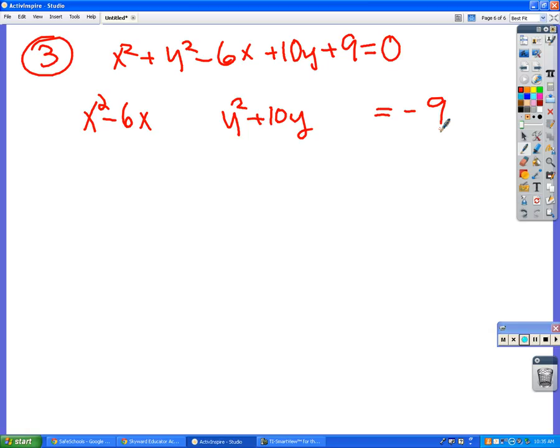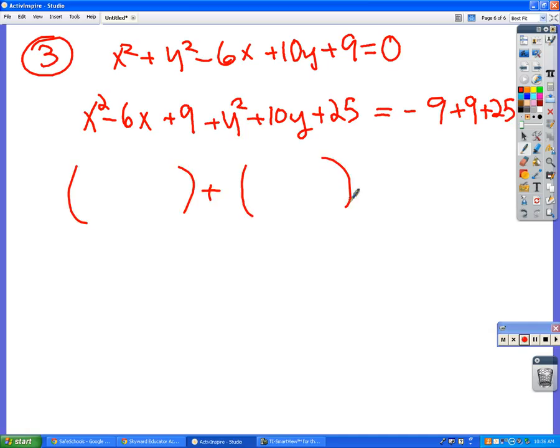All right, so if I take the -6 and cut it in half and square it, I get 9. So I'm going to go plus 9 here, and since I went plus 9 on the left side of the equation, I have to go plus 9 on the right. And then I'm going to take this, cut it in half and square it, 25. So if I did plus 25 there, I need to also go plus 25 there. Okay? And now we are set.